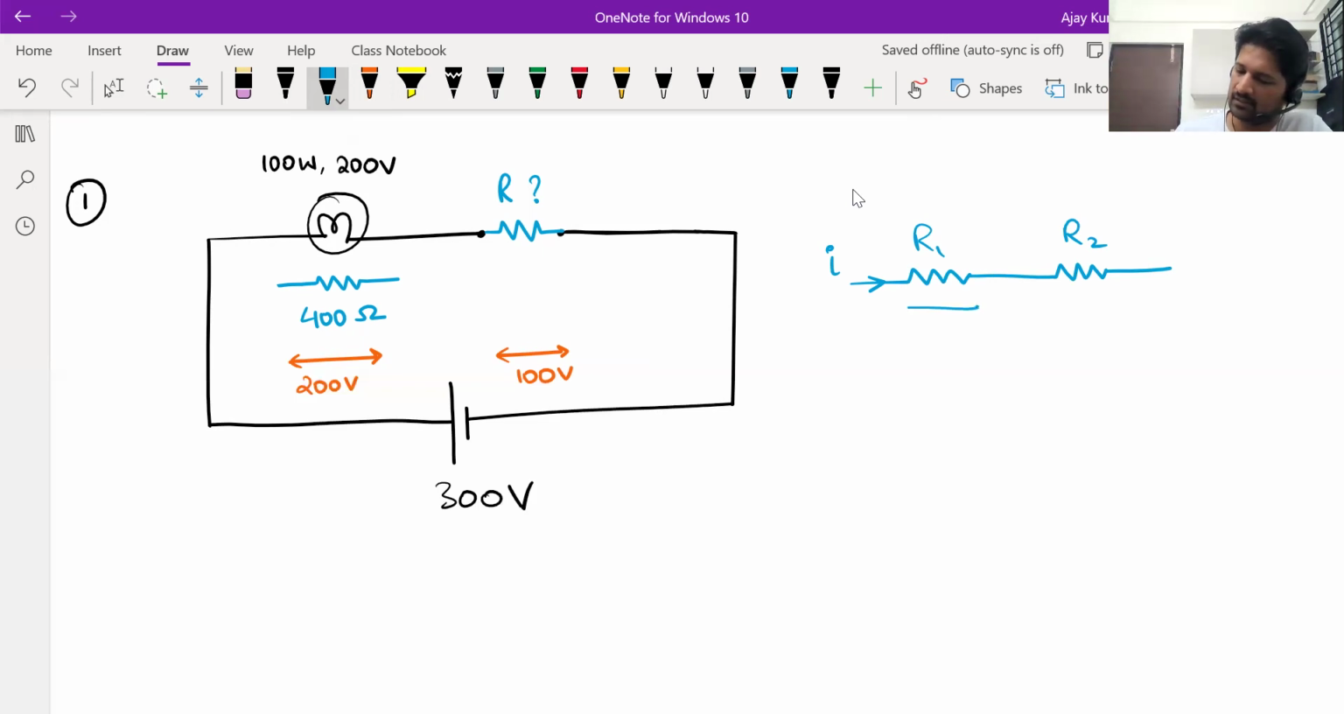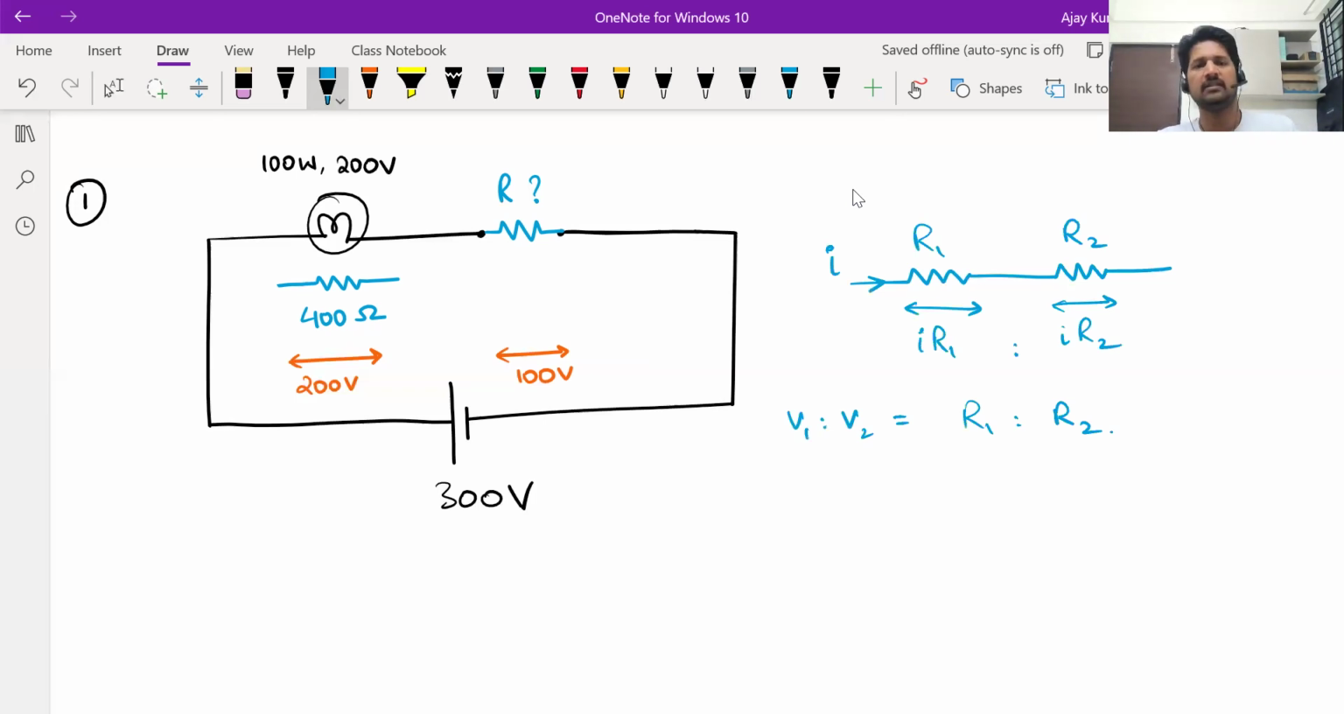Okay. Then tell me, voltage across the first resistor will be IR1 and voltage across the second resistor will be IR2. What is the ratio of voltages? I gets cancelled. It is R1 is to R2. We had discussed this before also. Okay. Now we want the voltage 300 to get distributed as 200 and 100. Means in the ratio 2 is to 1. That's all. Based on that, you all tell me how much additional resistance should be connected here.